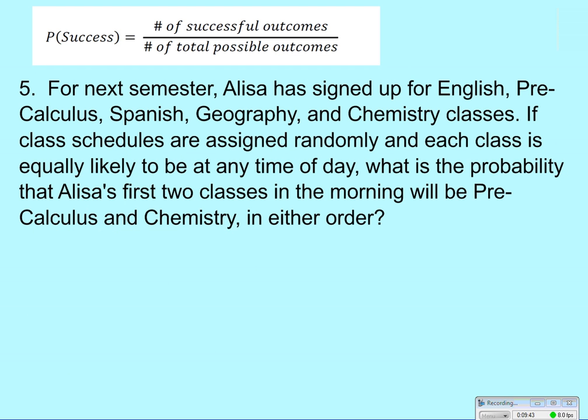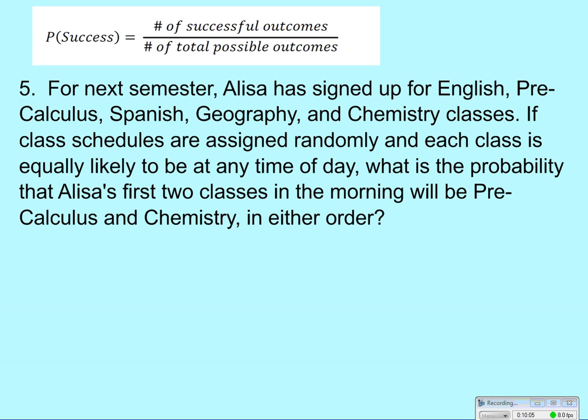So for the next semester, Alyssa is signed up for English, Pre-Calc, Spanish, Geography, and Chemistry classes. If the class schedules are assigned randomly and each class is equally likely to be at any time of day, what is the probability that Alyssa's first classes in the morning will be pre-calculus and chemistry in either order?